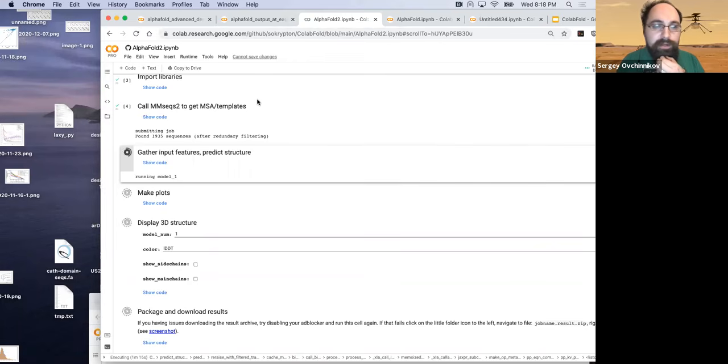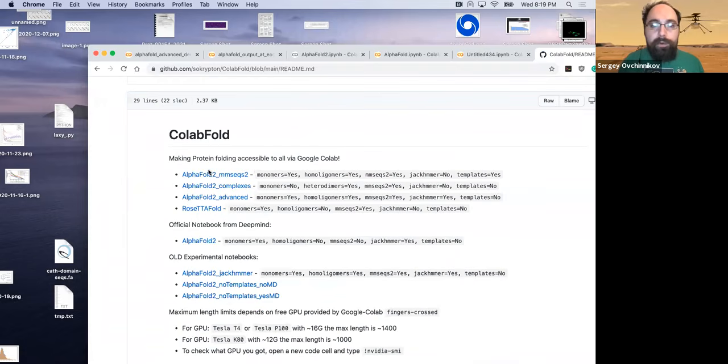We do provide a notebook that tries to do the merging for you. So right now we're going through this notebook here that was designed to predict monomers and homo-oligomers, and it will search against the mmseqs database, and has the ability to run with templates if you say yes.